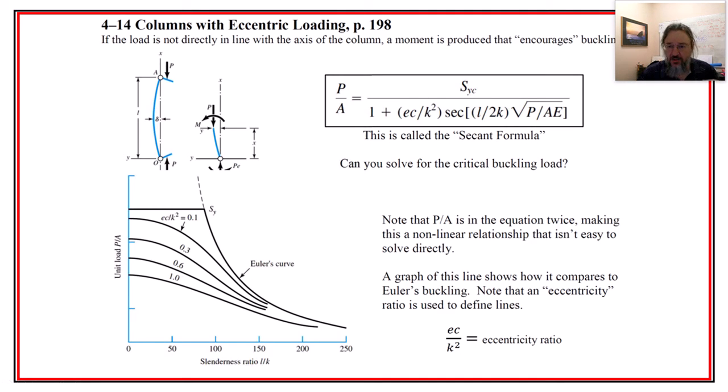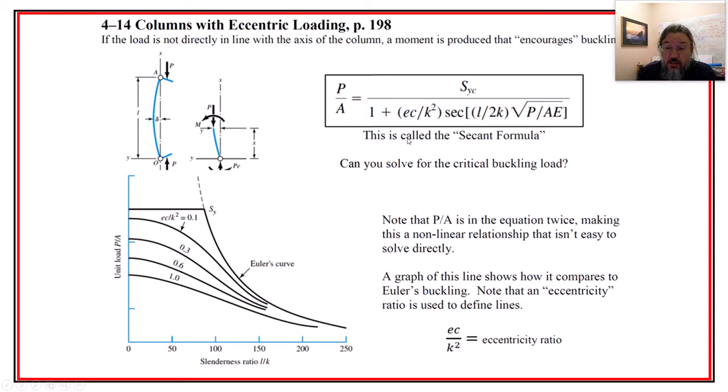And I won't bother going through the derivation. Sometimes we call this the secant formula, and it's just the inverse of the tangent. A secant shows up in there. You can see this e is the eccentricity, right? That's the distance off from the neutral axis of where the load is being placed, which is probably like real life, right? Why would the load always be exactly on the center line? It's kind of hard to achieve, right?